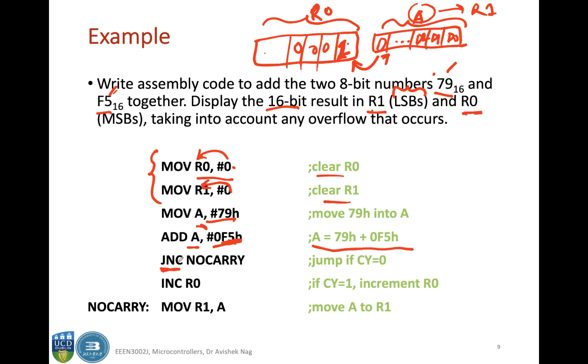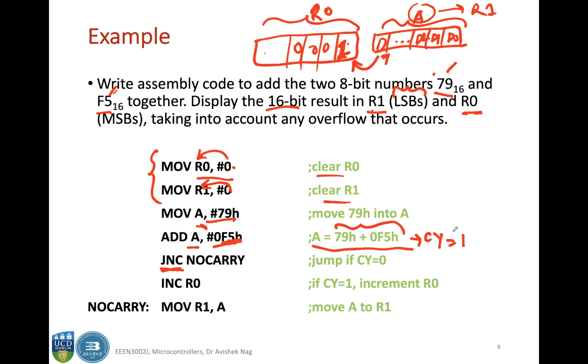So you are using this particular instruction JNC, which means jump if no carry. Okay, and then it will automatically check the status of the carry flag, and in this case if you add these two numbers, there will definitely be a carry, and the carry flag will be set to 1 after this step. Okay, so now here you are checking jump if no carry.